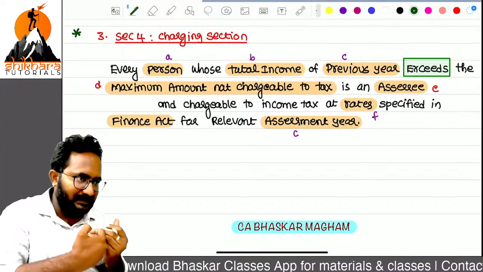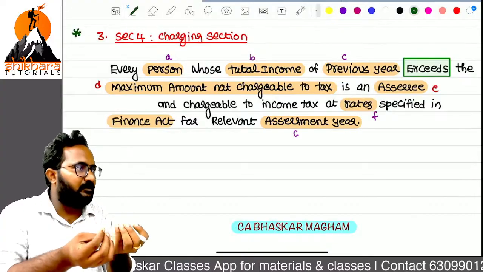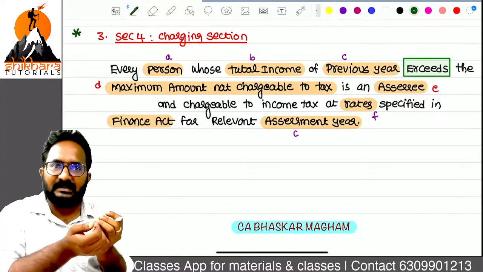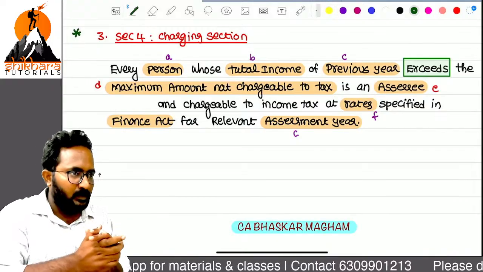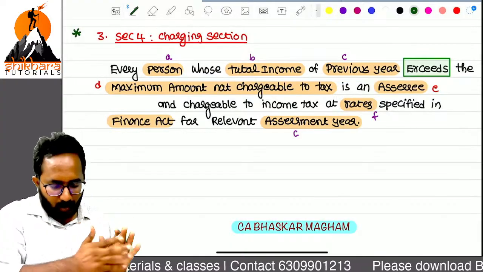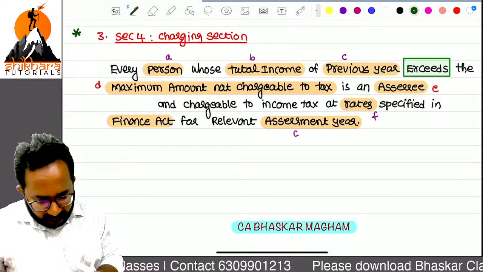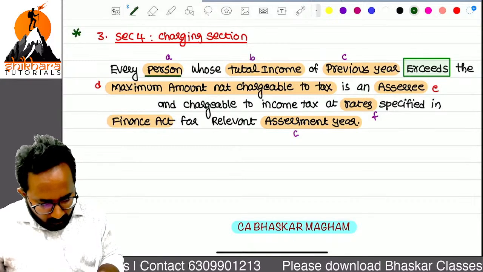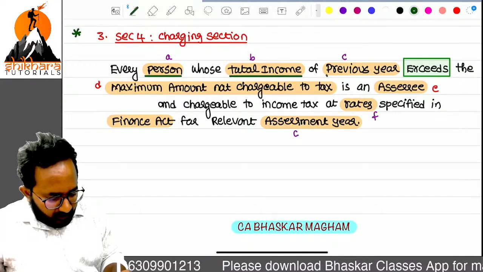You want to collect the tax. On which amount we can collect the tax, at what rate we can collect the tax, on whom we can collect the tax - all these things are clarified in the charging section. Without the charging section, the entire Act is not useful. Now, please listen. Every person whose total income of previous year.